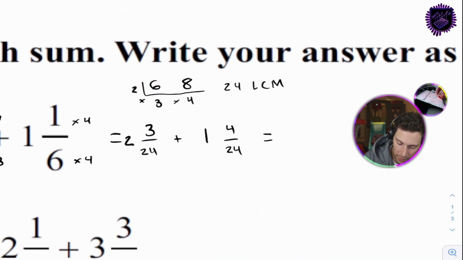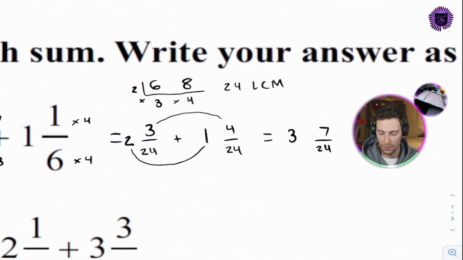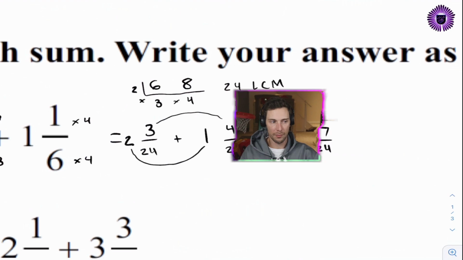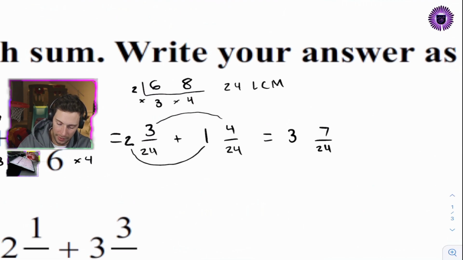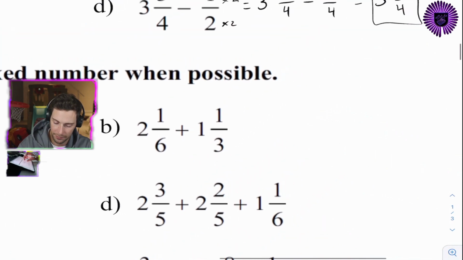let's add our whole numbers and then add our fractions. Our whole numbers are going to be 3, and our fractions are going to be 7/24. Now can I simplify 7/24? I cannot simplify 7/24. That's as simple as it gets. Let's look at the next one here.